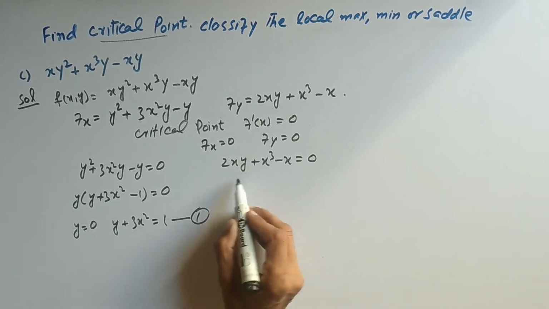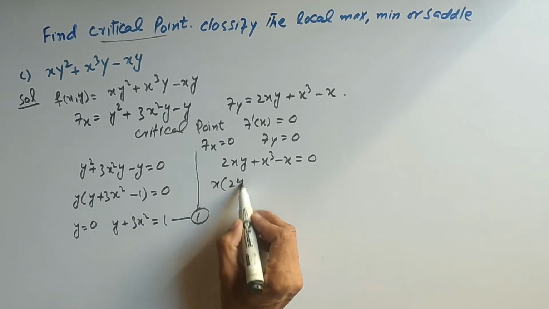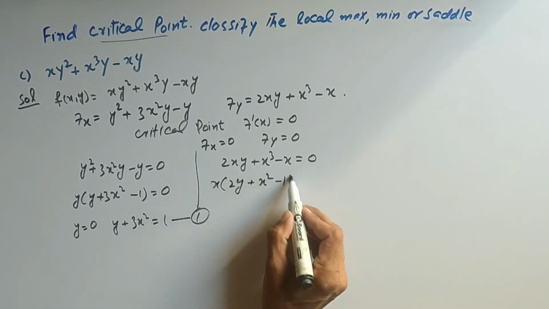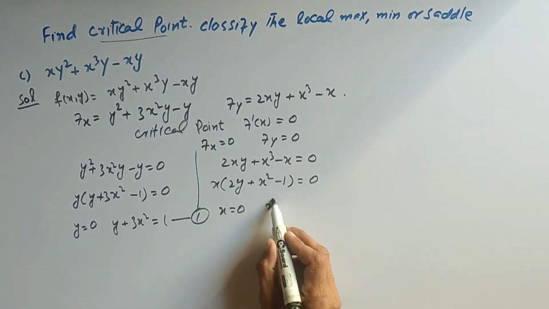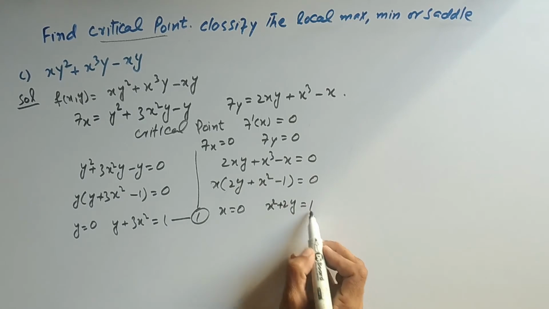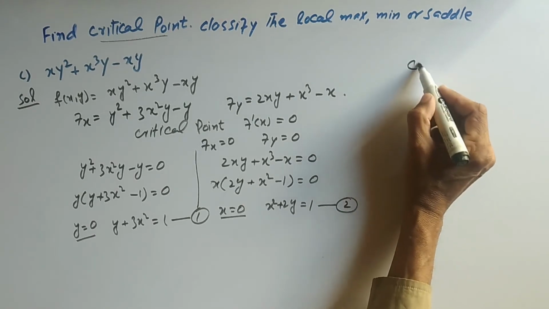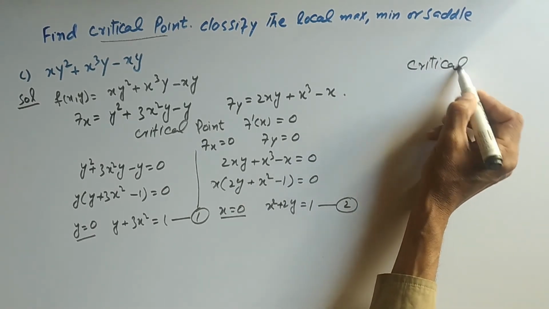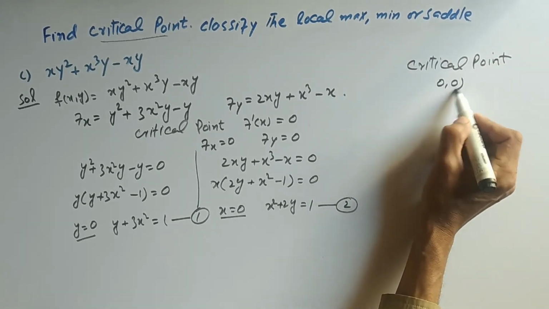Now we'll take x common here. So x times (2y plus x square minus 1) equals 0. Here x equals 0 and x square plus 2y equals 1. That is the second condition. Now look at this. The first point we have calculated is 0, 0, which is a critical point. I will write it here: critical point, the first point is 0, 0.